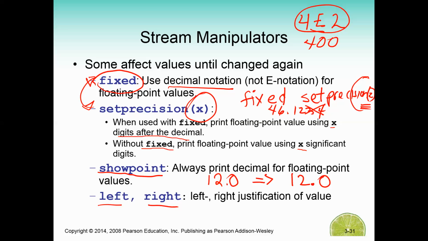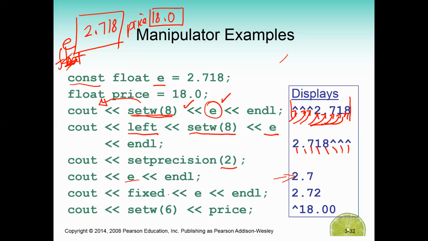In this case, we cannot leave the 2 out. So it's saying 2 positions. I don't have a fixed before, I don't have a fixed within this cout. So it's just going to count, okay? The 2 is a significant digit, right? The 7 is a significant digit. So there it is, my 2 digits.